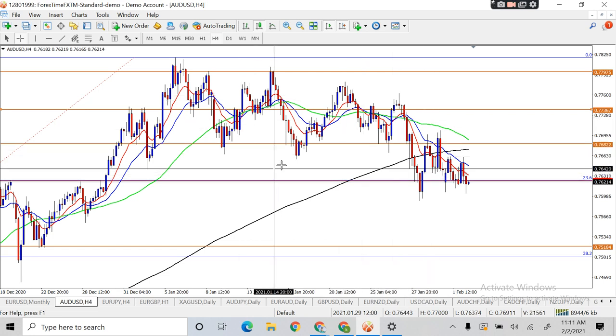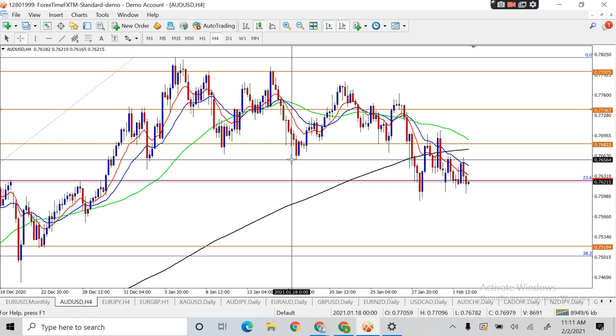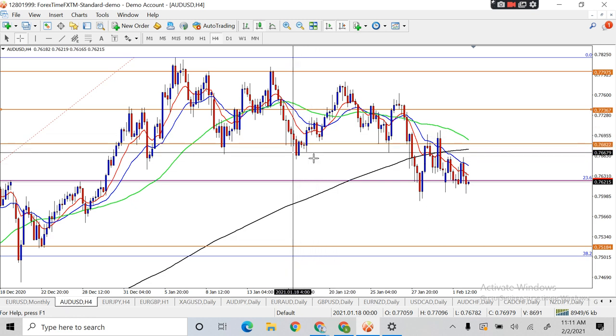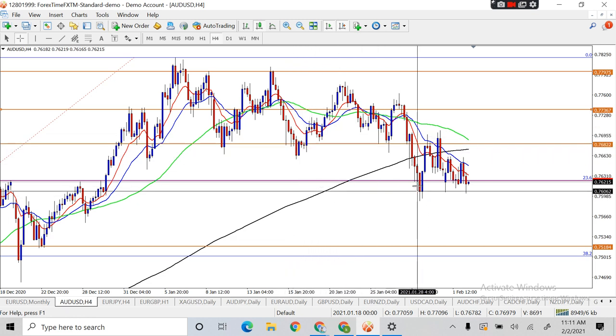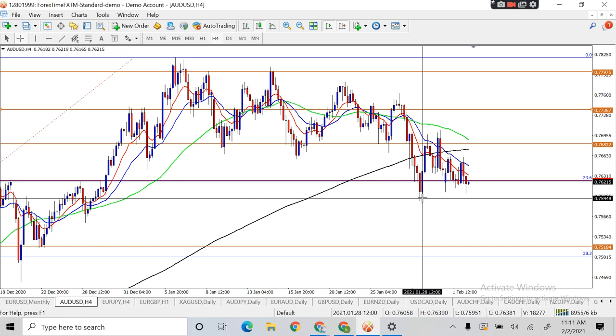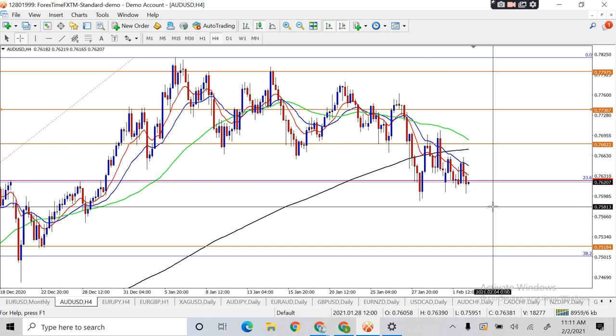Okay, I think from this point it has started making a lower low, the first lower low, then this is the second lower low. Then I still see that it's having a sell bias.